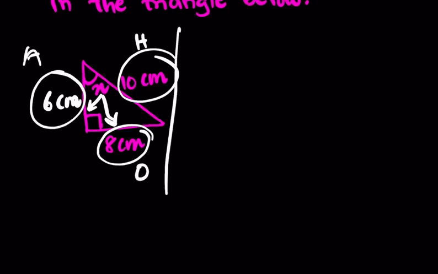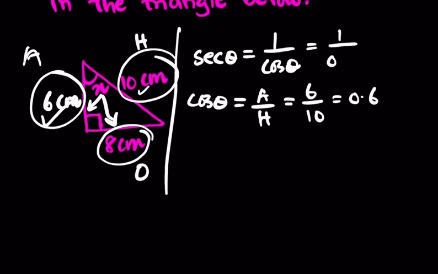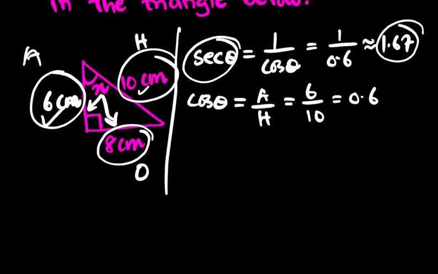So now let's find the ratio. Secant theta equals 1 over cosine theta. Let's find cosine theta first. Cosine theta is given by adjacent over hypotenuse. Adjacent in this case is 6, while hypotenuse is 10. So 6 over 10 equals 0.6. Substitute here. 1 over 0.6 is approximately equal to 1.67. So secant theta equals 1.67.